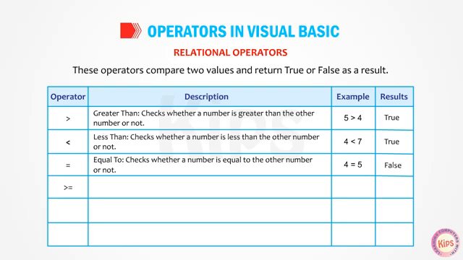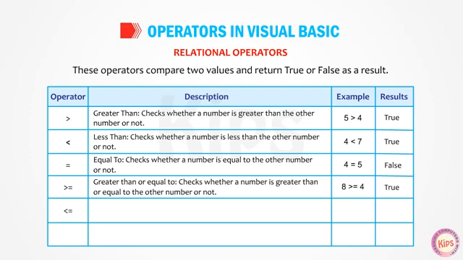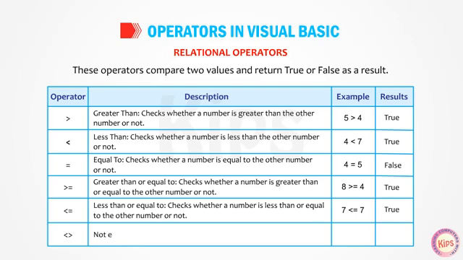Greater than or equal to checks whether a number is greater than or equal to the other number or not. 8 >= 4, true. Less than or equal to checks whether a number is less than or equal to the other number or not. 7 <= 7, true. Not equal to returns true if the numbers are not equal. 4 <> 6, true.